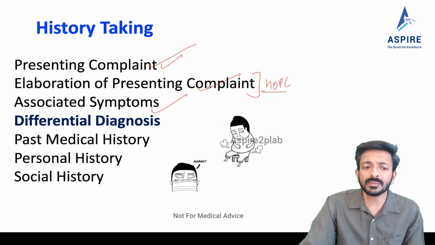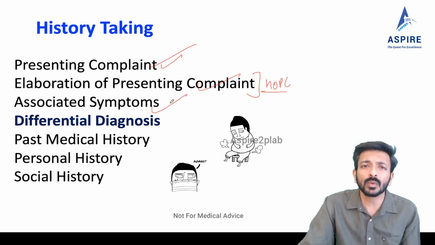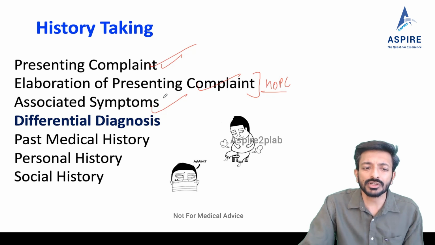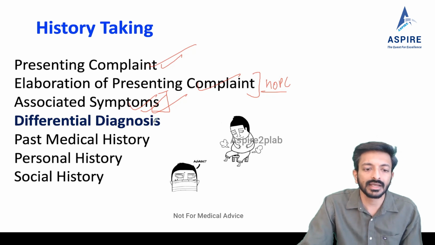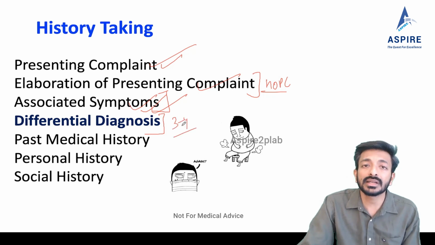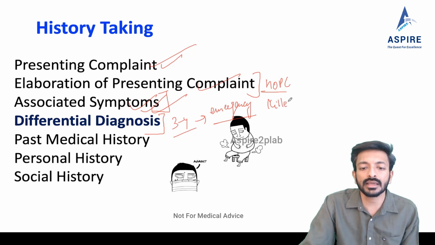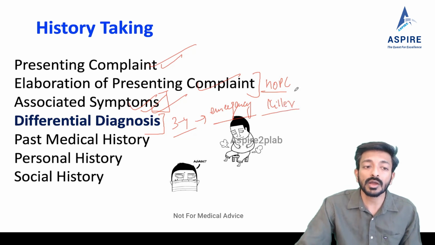When you're elaborating the presenting complaint, you will have an idea what's going on with this patient. So what you need to do is ask associated symptoms to confirm your diagnosis, right? And make sure you're ruling out a few differentials. We're not saying rule out so many differentials, but at least 3-4 would be really nice to rule out. And make sure the differentials you are ruling out are very important. They are emergency differentials, I would say killer differentials. If you do not rule them out, maybe you are missing something which can kill the patient.